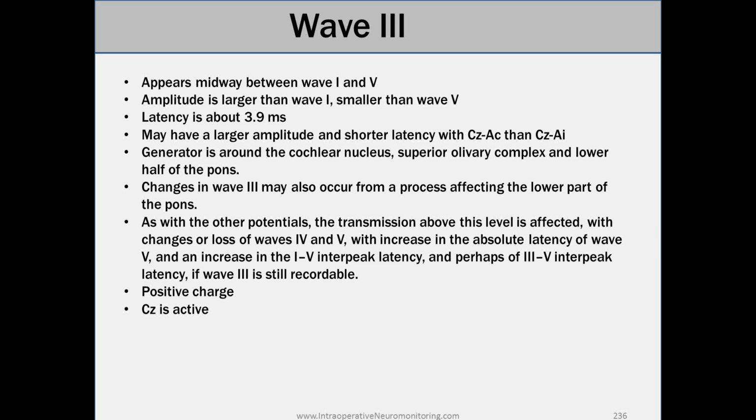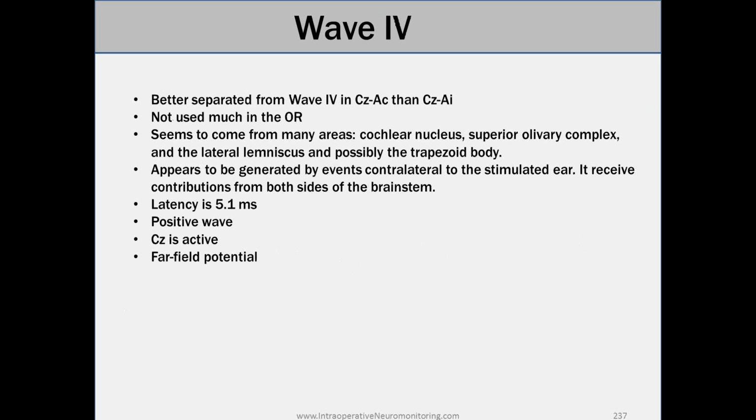It's a positive charge and CZ is active. Wave 4 is better separated from wave 5 in the CZ to AC than the CZ to AI. Not used a lot in the OR. Seems to come from many areas like the cochlear nucleus, the superior olivary complex, and the lateral lemniscus, and possibly even the trapezoid body. Appears to be generated by events contralateral to the stimulated ear. It receives contributions from both sides of the brainstem, however.